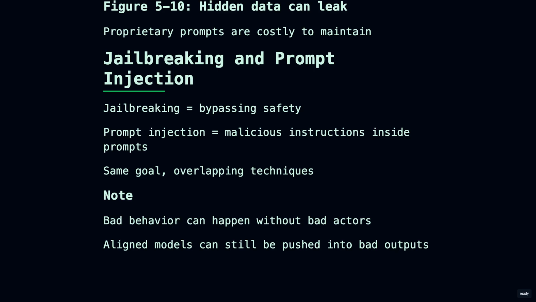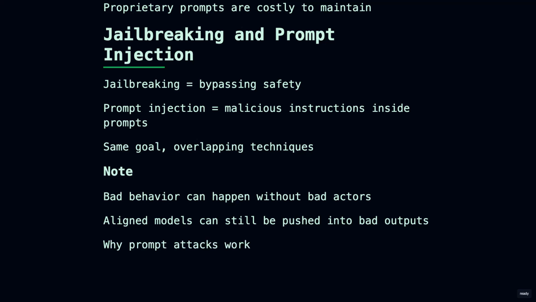Prompt attacks work because instruction following is exactly what these models are trained to do. That creates a tension. The same ability that makes them useful also makes them easier to steer with malicious instructions, especially when system and user intent conflict.